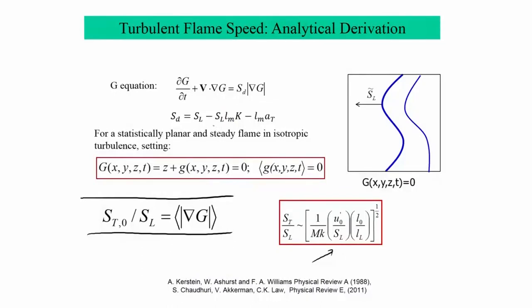Using those, one can arrive at an expression which is similar to that of Damkohler, but not exactly the same. One can introduce stretch effects, and then ST by SL is given by 1 by the Markstein number, which is the ratio of your Markstein length, if you remember, to the flame thickness. So for a positive Markstein number of fuel air mixtures, ST by SL is given by 1 by Markstein number times U prime, or URMS, by planar laminar flame speed, times integral length scale by the planar flame thickness, the whole to the power of half.